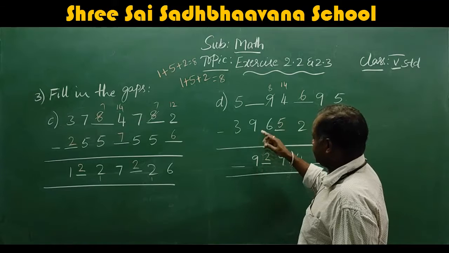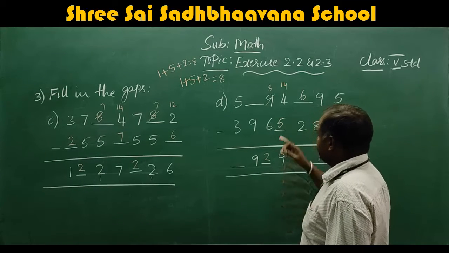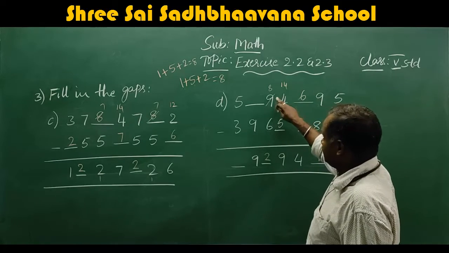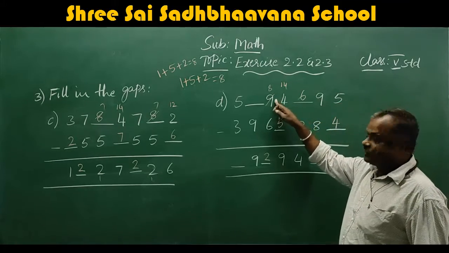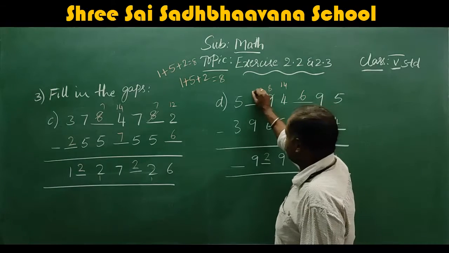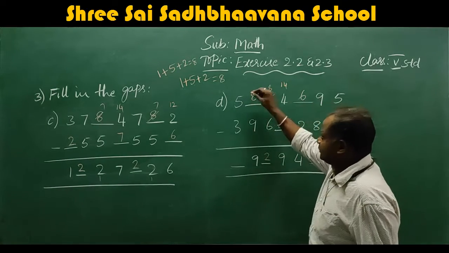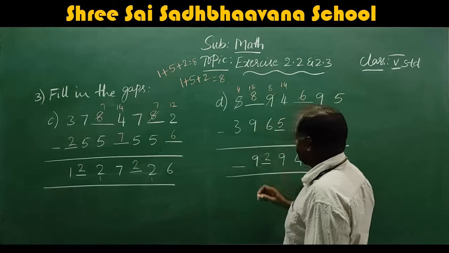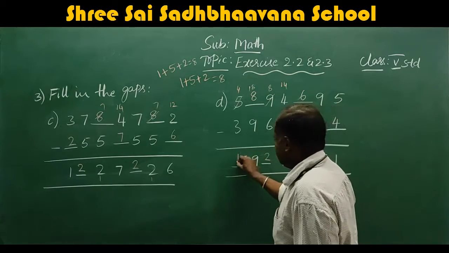So what is the number? 9 plus 9, 18, because we are not taking any carry to here. So 18, so it should be 8. You have to take carry from this, this becomes 4, this becomes 18. 18 minus 9, 9. 4 minus 3, 1.